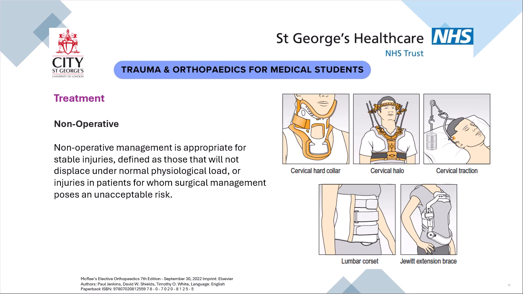You can use a hard collar, which you're probably already familiar with. Some patients with cervical spinal injuries you can place in what's called a halo or a halo jacket. And then for the lumbar injuries, you can sometimes use a lumbar corset, or what's called an extension brace, which stops you dropping into a kyphosis. Cervical traction is really only used for acute injuries.